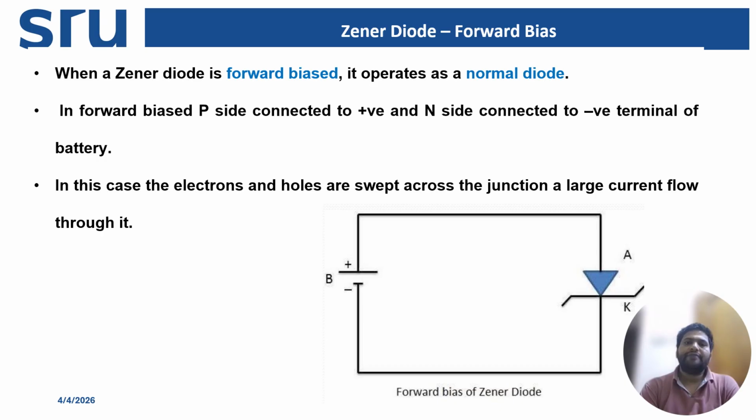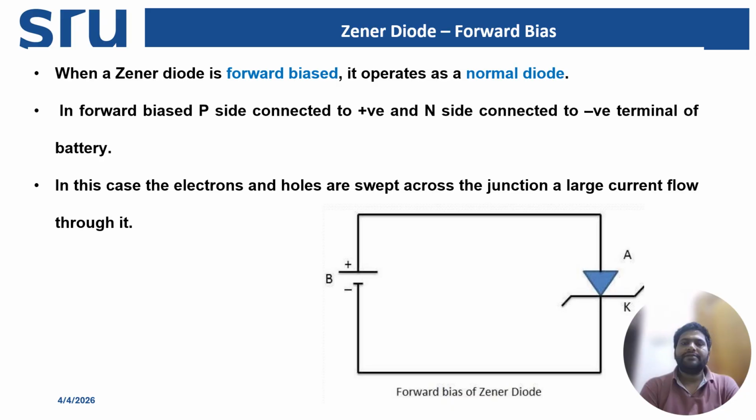So what are the IV characteristics in forward bias? The current is very small initially. After the threshold voltage, the current increases exponentially. The curve is similar to the normal diode when forward bias voltage is applied. The Zener diode does not work as a voltage regulator when forward bias voltage is applied.